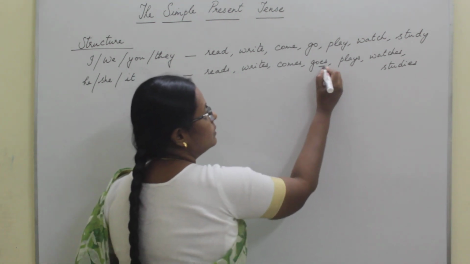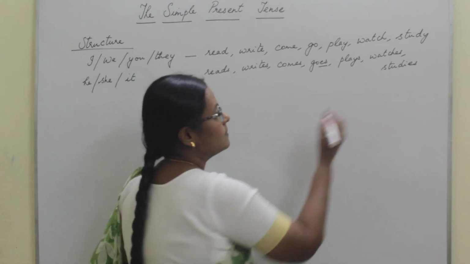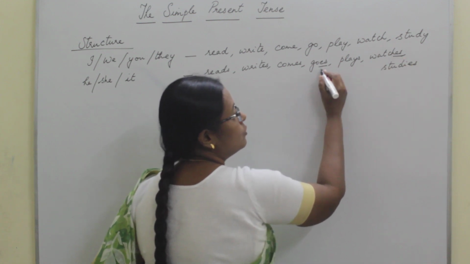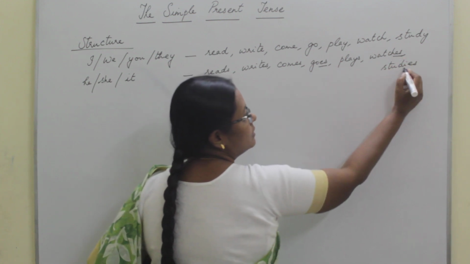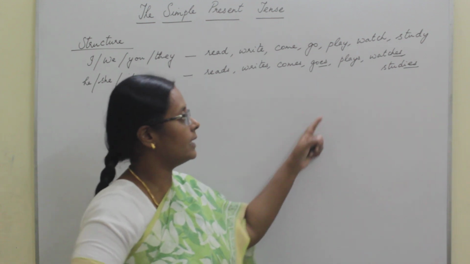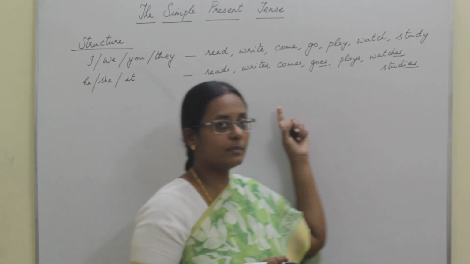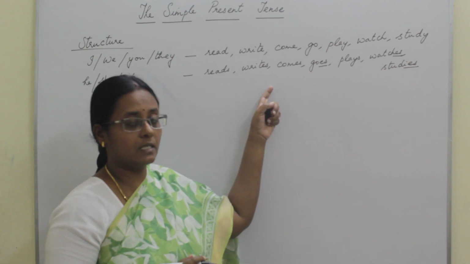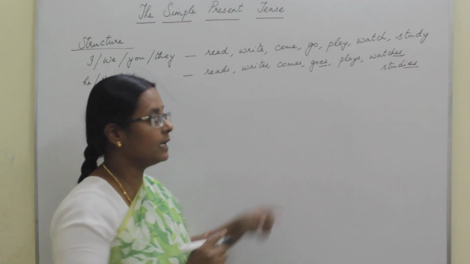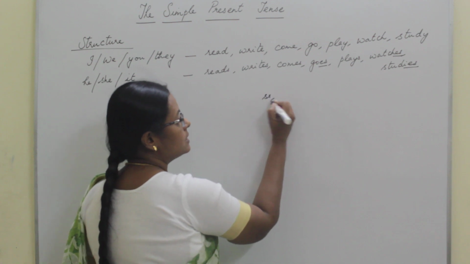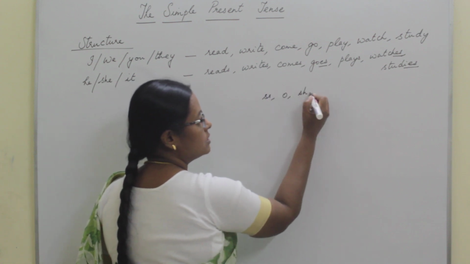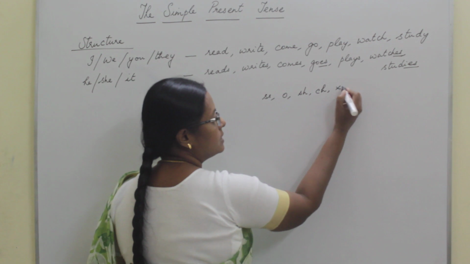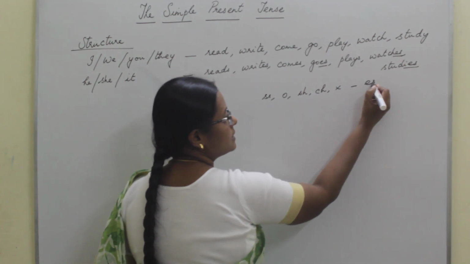And here, we have added ES in goes and watches. And here we have removed the final Y and added IES. So that depends on the spelling of the verb. So most of the verbs we add just an S. And for verbs that end in double S or O or SH or CH or X, we add ES.